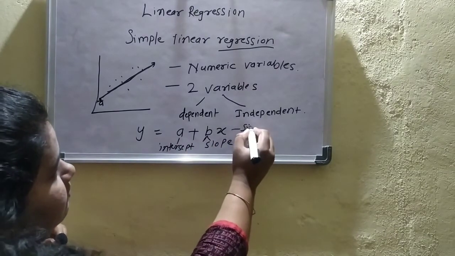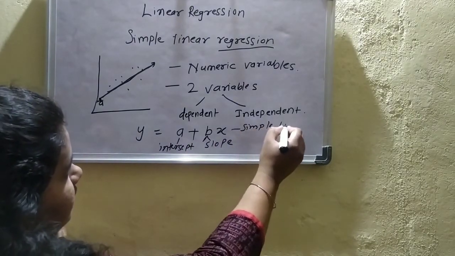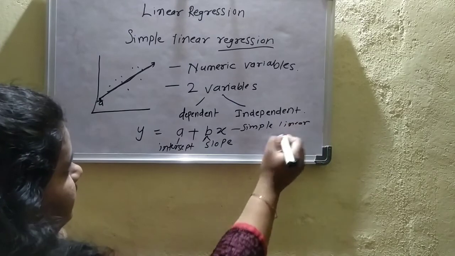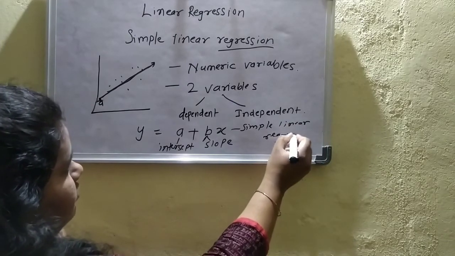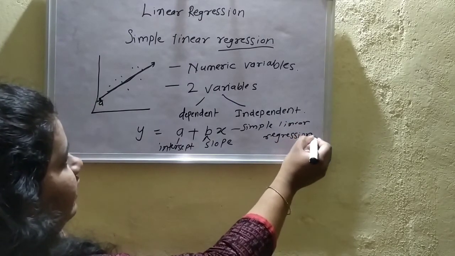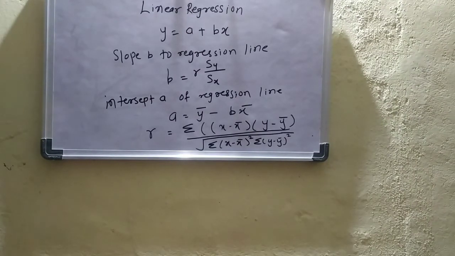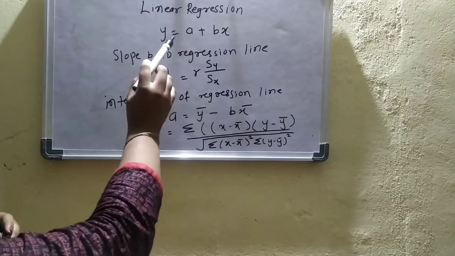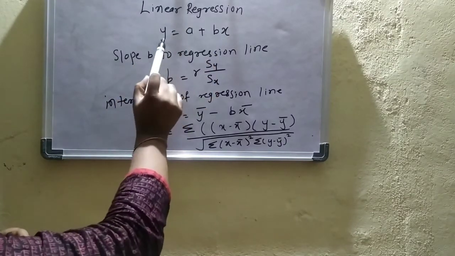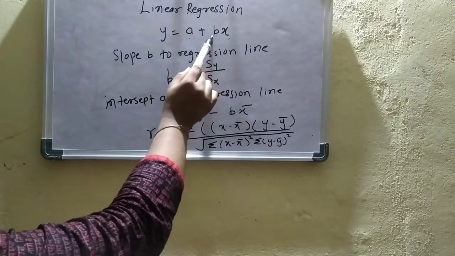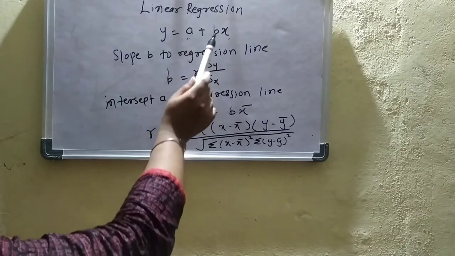So how to calculate this? This is the simple linear regression formula, y is equal to a plus bx. This equation is used to find out the simple linear regression. The different formulas that we need to calculate whenever we are calculating the simple regression are, first, y is equal to a plus bx, that is the formula that we saw previously. Next, b is the slope.